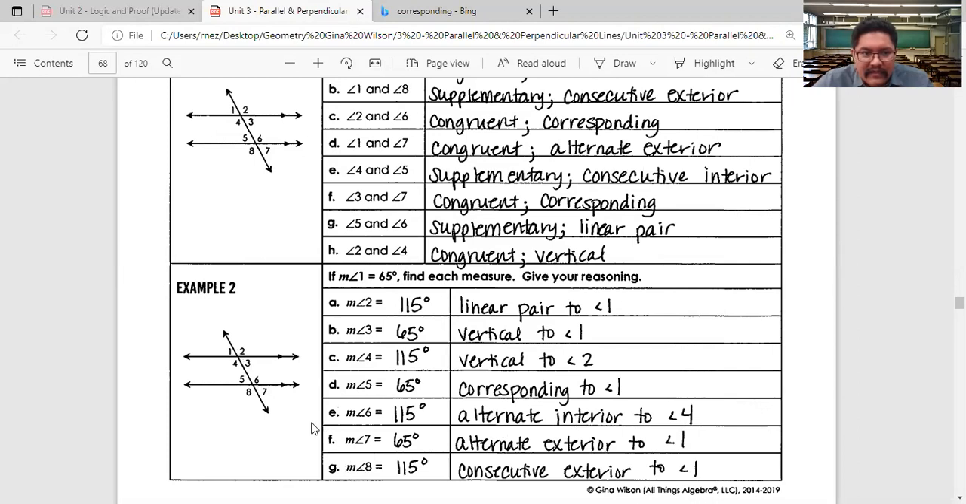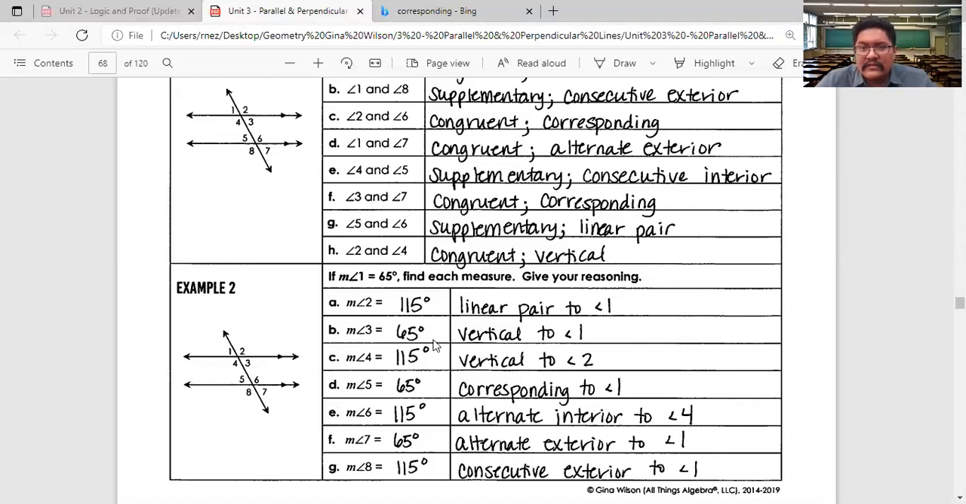And measure of angle 8. So we know this is 115 degrees. And the reasoning they used with this one was it's a consecutive exterior to 1. So again, we're trying to use 1 as much as we can. Consecutive means they're on the same side. Exterior means they're both on the outside of these parallel lines. And again, we want to use 1 as much as we can because that's our given. So anything that's compared to 1 should be true.